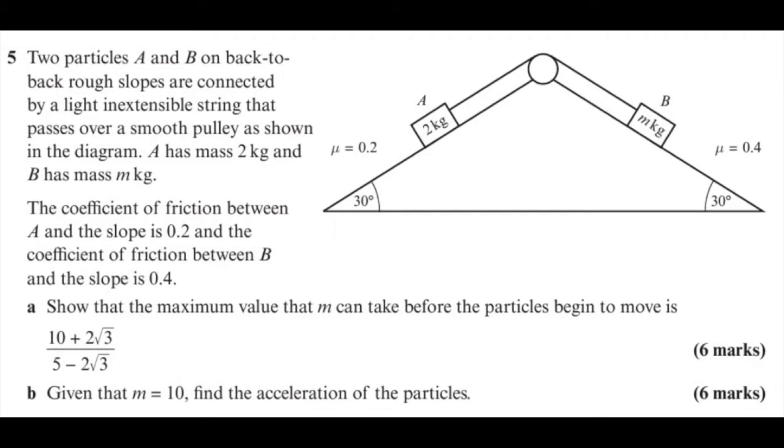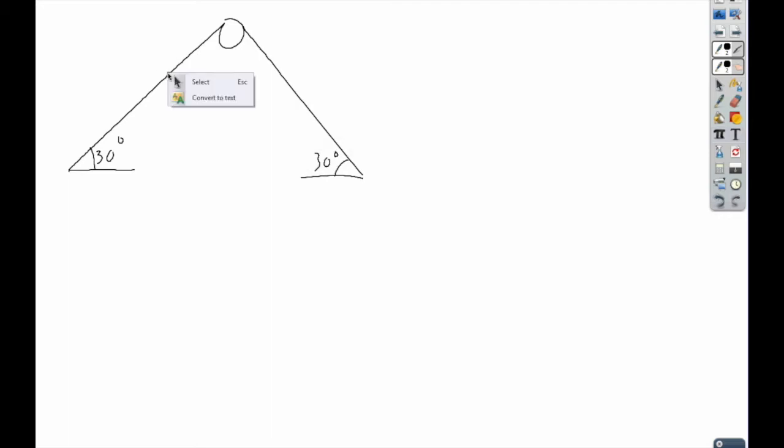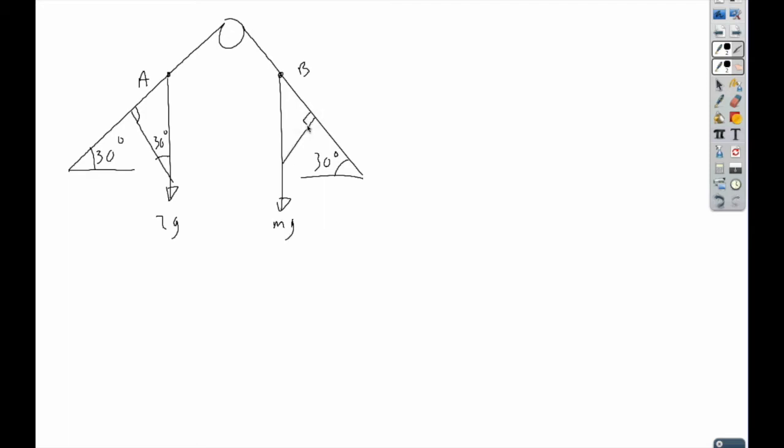Right, let's have a go at doing this. So I normally begin by drawing a force diagram. So here it is. Okay, so the two slopes both inclined at 30 degrees. There we go, and I'll just put in the two particles. So this is particle A and has got weight 2g. There's my weight triangle. And particle B, and that has got weight mg, and I'll put in the weight triangle for that. There we go.